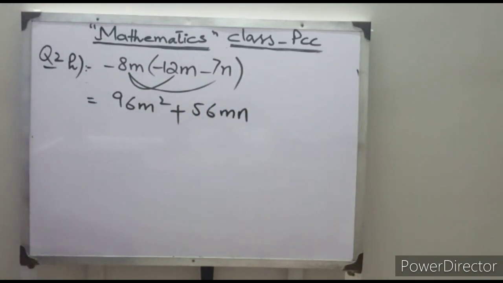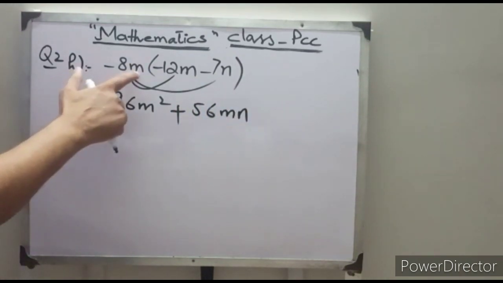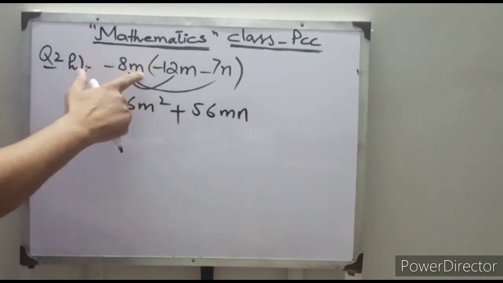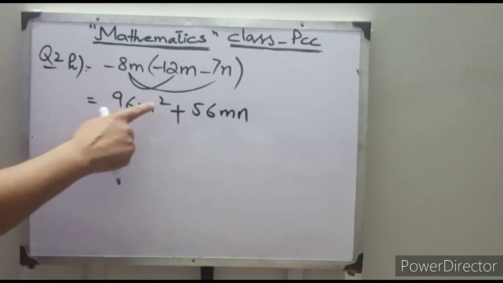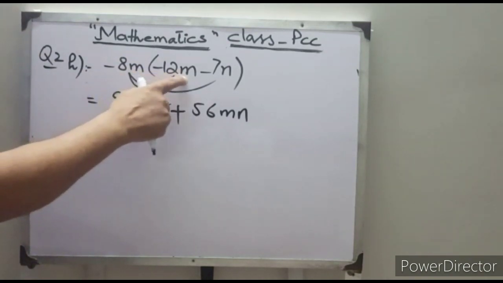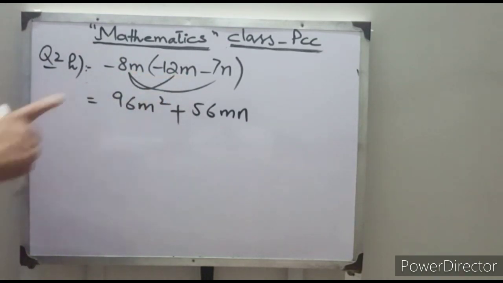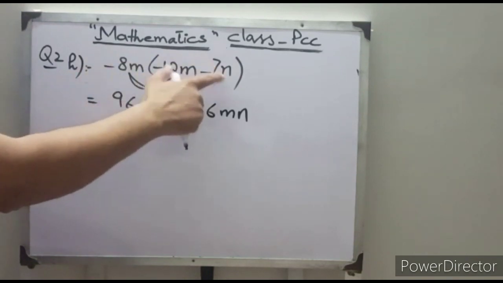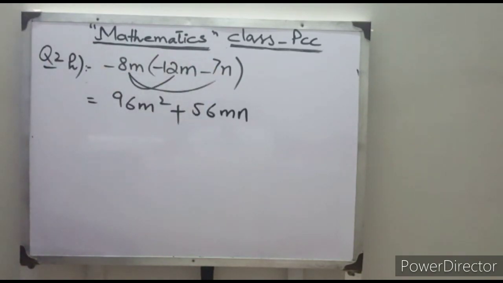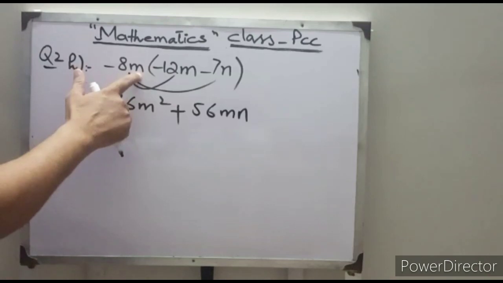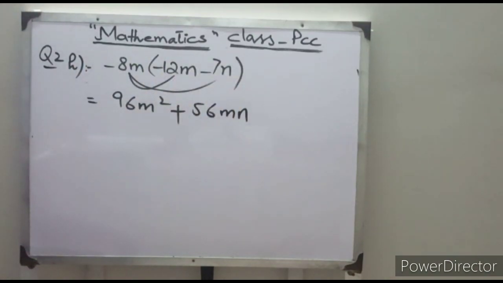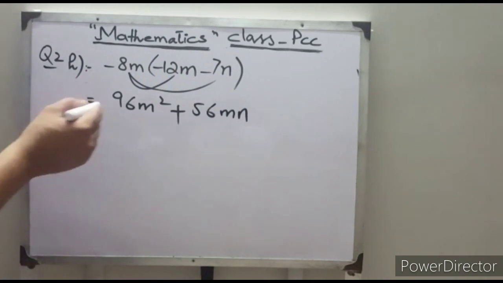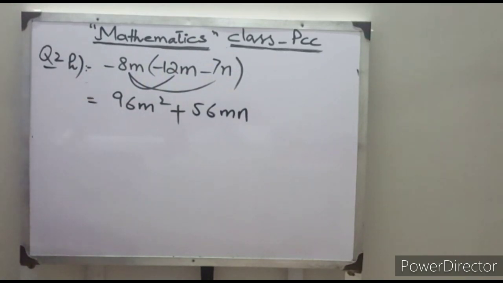Students, remember, when we multiply two same variables, the bases being the same, then the powers will be added. m multiplied by m will make m square. But when m is multiplied with n, m and n are two different variables, so we multiply m by n and simply write the product as mn. So this is the simplified form of this expansion.